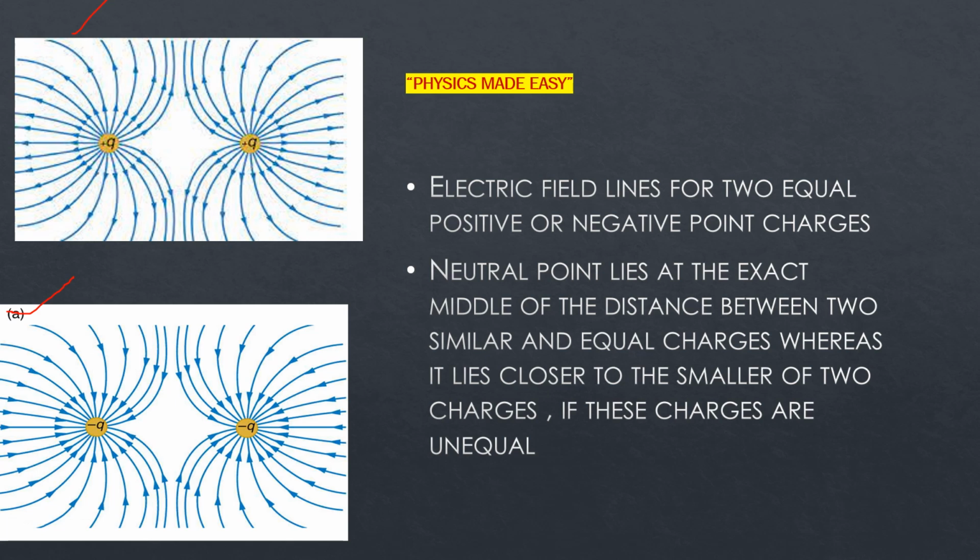So now we can consider another topic, that is the neutral point. So what is a neutral point? The neutral point is denoted by the symbol N, and the neutral point is that point where the net electric field intensity is 0. So for two similar point charges, the neutral point lies exactly at the same distance from these two charges, whereas it lies closer to the smaller of the two charges if these charges are unequal.